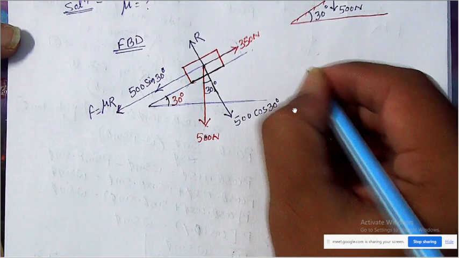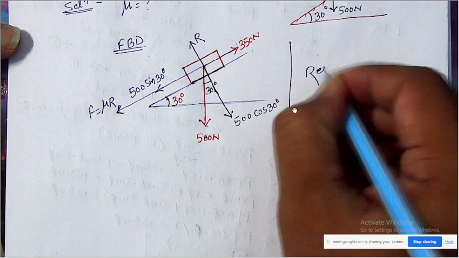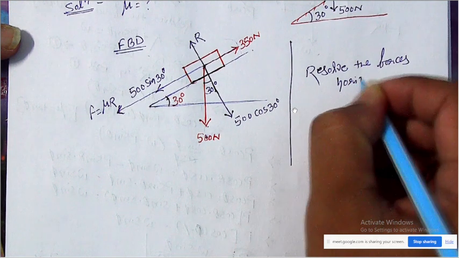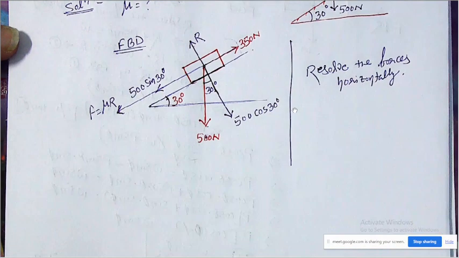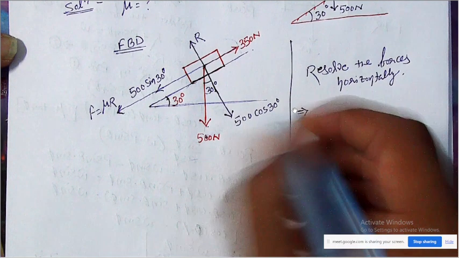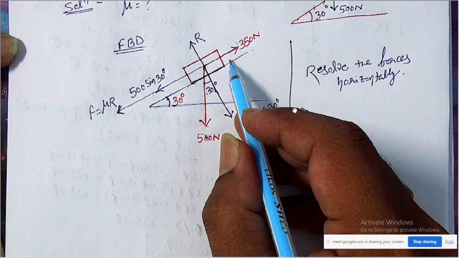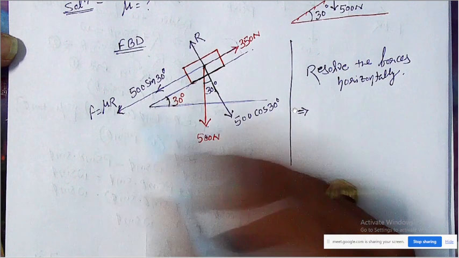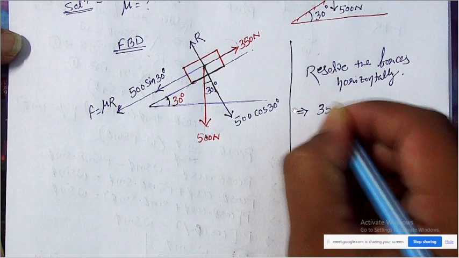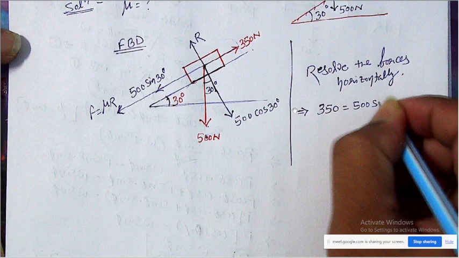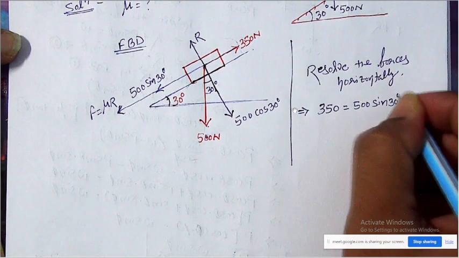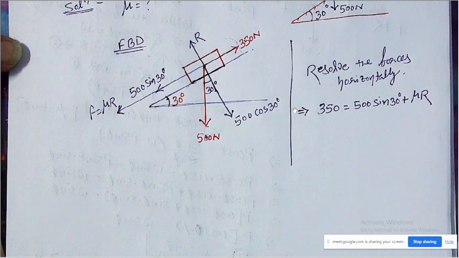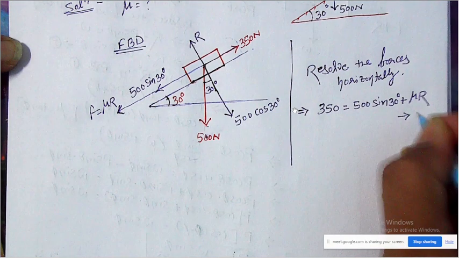First thing is resolve the forces horizontally. So in horizontally, how many forces are there? Three. 350. And these two are in the opposite direction. So how can I write? 350 is equal to mu R plus 500 sin 30. Okay, 500 sin 30 plus mu R. So this is your equation 1 because we have two unknowns. So let us see what we get in the next.